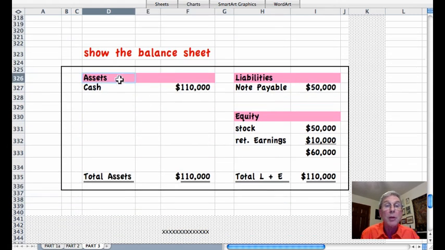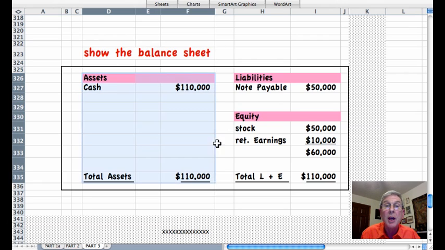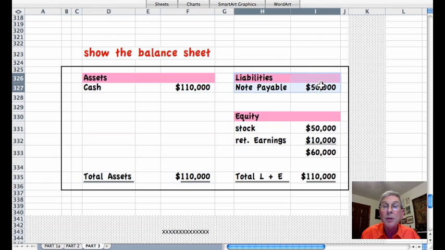Assets, remember, we wound up the period of time with $110,000 of cash. Liabilities, we owed the bank $50,000. Now the equity, we're going to break it down into two types of equity. Stock, that was contributed capital, capital that the investors contributed to the company. And retained earnings, that's equity that was earned by the company and retained in the company. And you can see how everything balances nice and neat, just like magic.